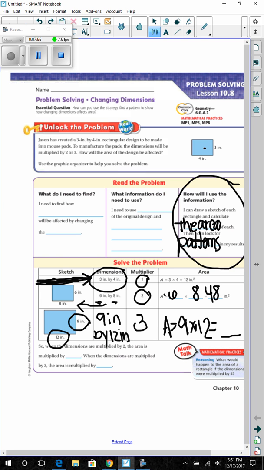If you use a calculator, this is a portion that you could use your calculator on. So you're going to plug in 9 times 12 equals 108. And then you would use the same label, which would be inches, and then don't forget to put squared because we're talking about area.